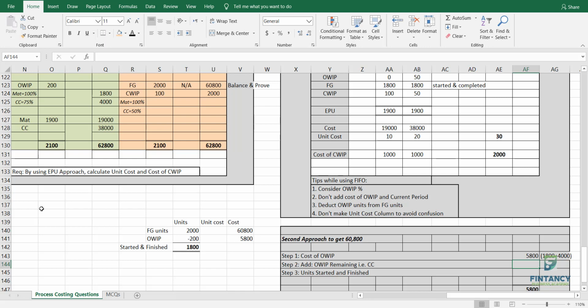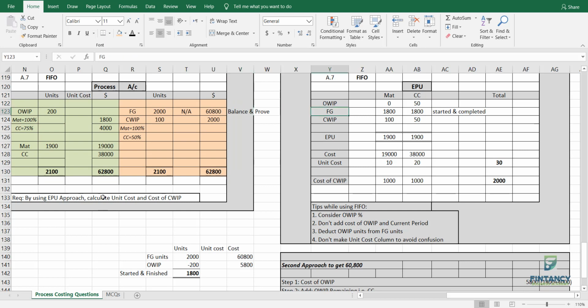5,800. Right, everyone? The next step is you need to know how much is the cost I incurred on opening units during the current month to complete them, right? Because remember, from material point of view, they were ready, but from CC point of view, they still needed 25% extra effort. To know this, you went in the EPU and you went in the row of opening. So you got to know this is 0, fine, but this is 50. It means during the month I have incurred cost on 50 units of CC.